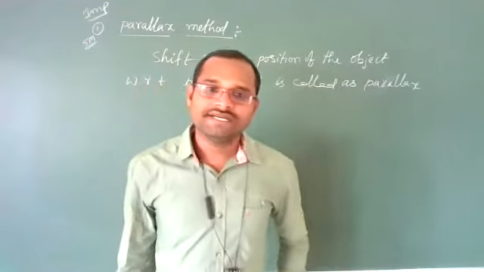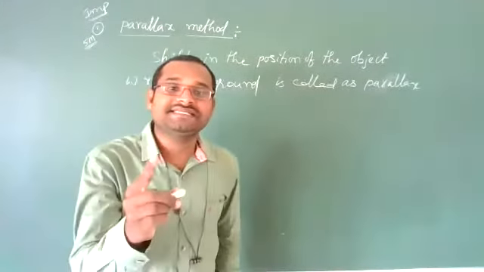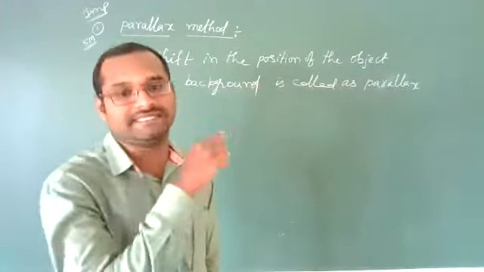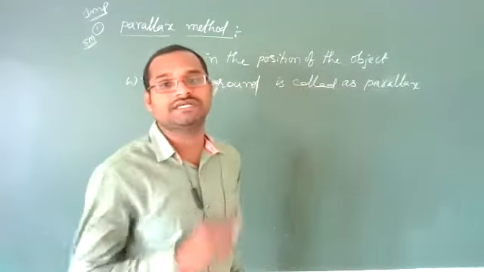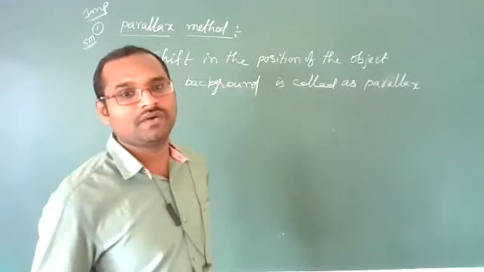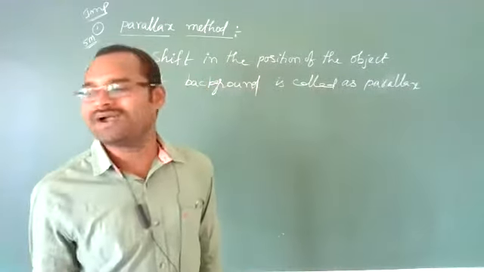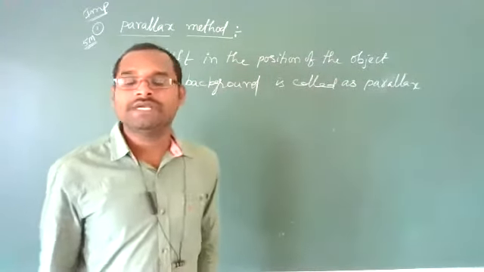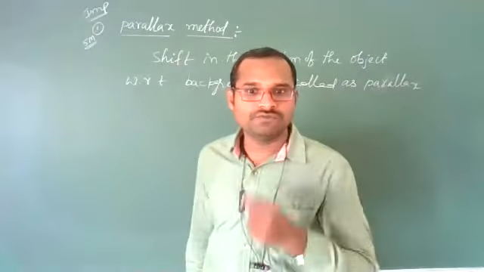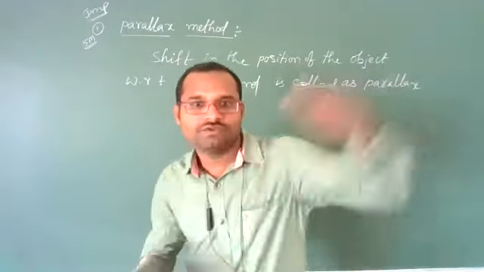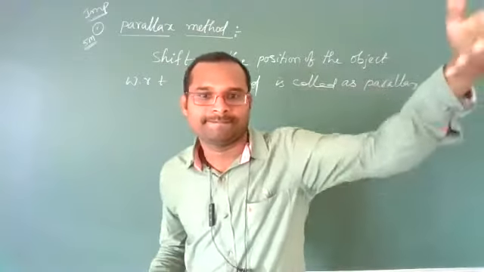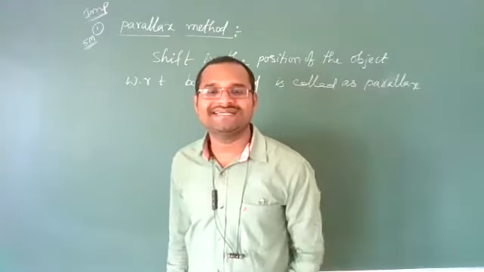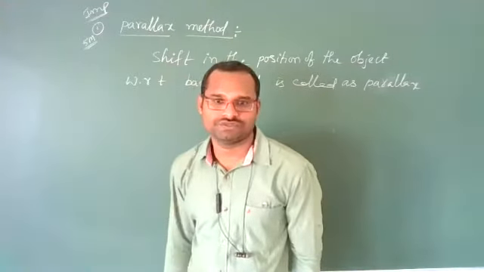Clear? Got it? The distances that we will measure by using this parallax are measured by the parallax method. What type of distances will we measure with it? For example, if you want to measure the distance of the moon from the earth, you can't go to the moon with a tape, so we can't measure directly. So what is the indirect method? That is the parallax method we will use.